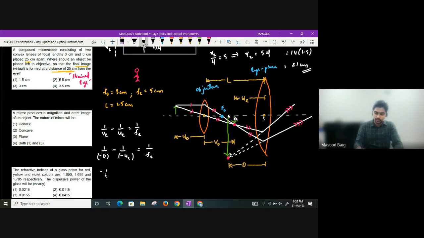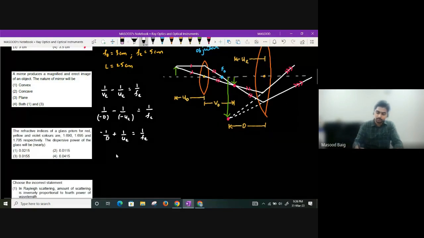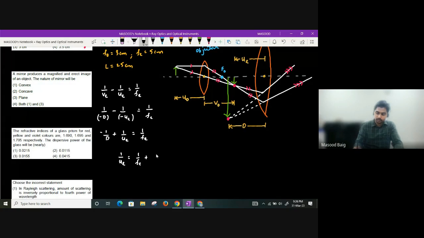So what we can write? Minus 1 by D plus 1 by UE will be equal to 1 by FE. Okay. So what will I get from this, guys? 1 by UE value will be 1 by FE plus 1 by D. FE value we know it is 5 centimeters. D value we know it is 25 centimeters. So I'll get this as 6 divided by 25. So UE value will get it as 25 by 6 centimeters, guys.